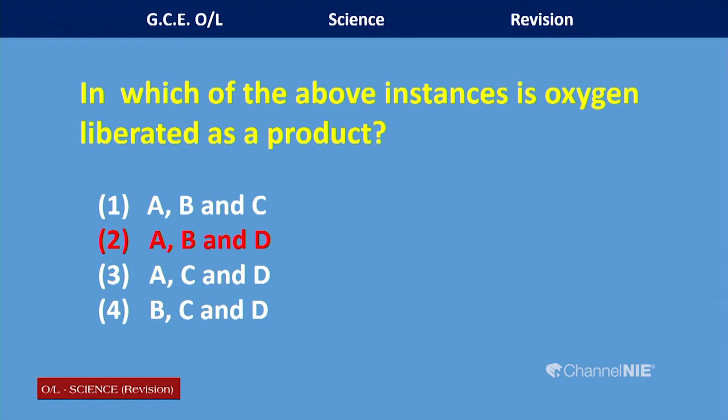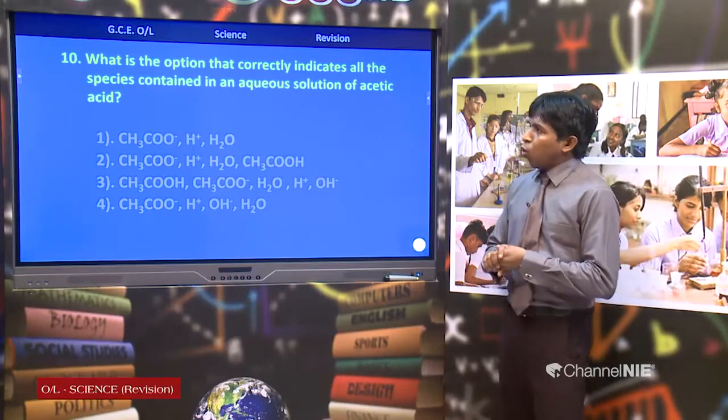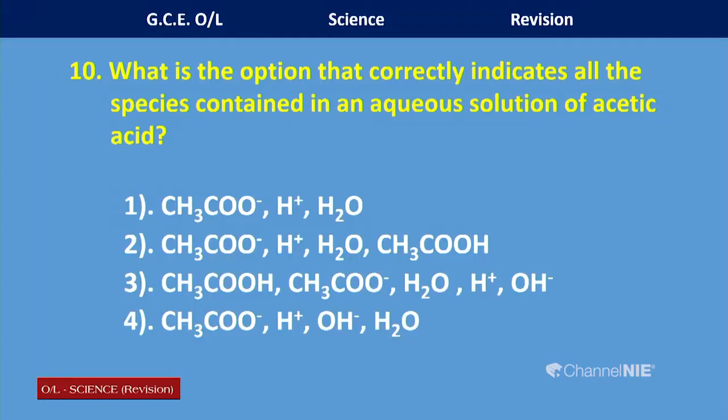Let us move on to the next question, question number 10. This is again from chemistry. What is the option that correctly indicates all the species contained in an aqueous solution of acetic acid? Here the most important words are aqueous solution and acetic acid. What is acetic acid? It is also called ethanoic acid. Sometimes we use the common name vinegar. There are three terms you can use for this: acetic acid, vinegar or ethanoic acid. It is widely used in the kitchen, where we call it vinegar. What is the chemical formula of acetic acid?